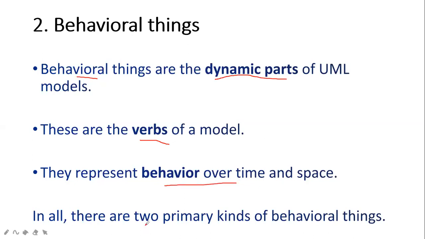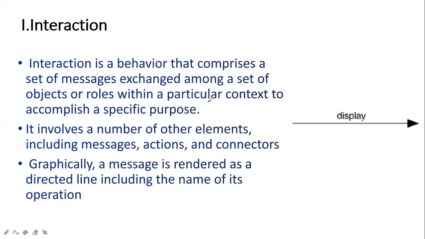Now, there are two primary kinds of behavioral things. What are those? We are going to see. The first one is the interaction. What is this interaction? Interaction is just the passing of a message between two objects, which can be performing a specific action. Such as if we have a user here and this is a laptop and the message is being passed over the display. So this is the interaction between the two objects, that is the PC and the user, maybe the end user or whatever.